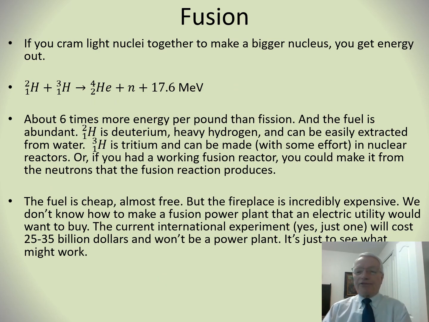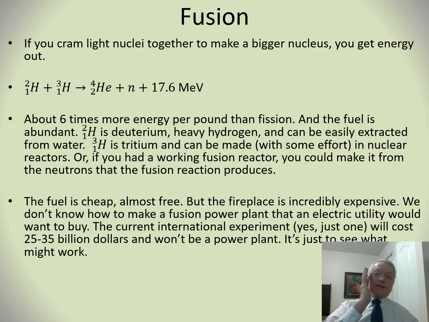You can also have fusion. It's another way to get energy out of the nucleus. If you take light nuclei and cram them together to make a bigger nucleus, you can also get energy out. Here's a famous example. If you take deuterium, it's hydrogen 2, and tritium, hydrogen 3, and cram them together, you can get helium 4 plus a neutron and 17.6 MeV.